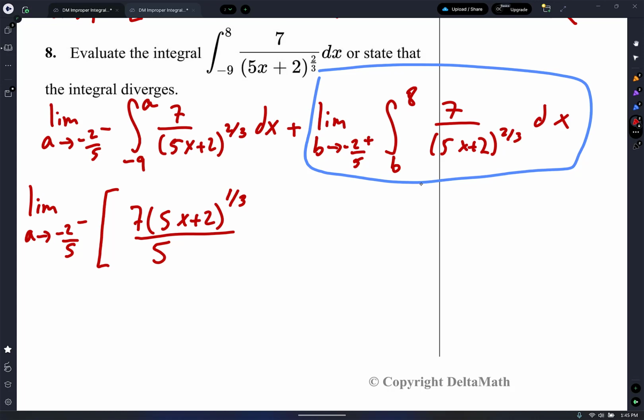Is everything correct? Make sure that everything's correct. Did I, oh wait, did I already divide by 1/3? I have not. Divide by 1/3, so times 3, so 21.